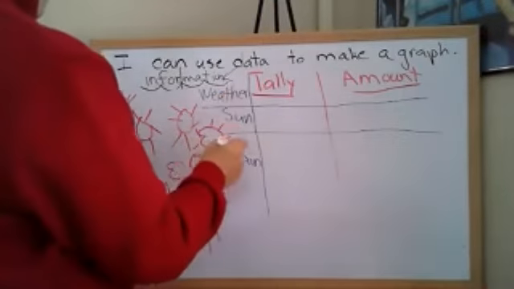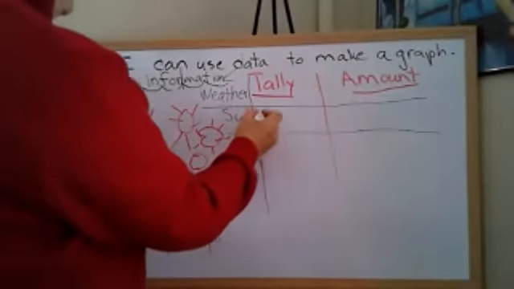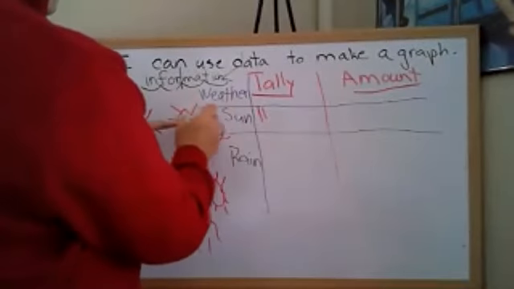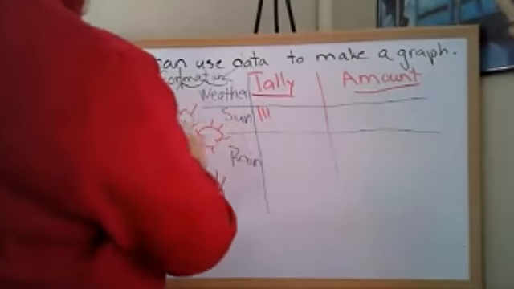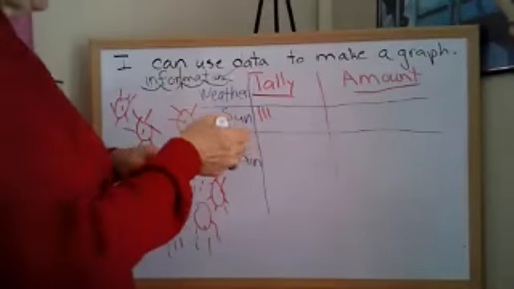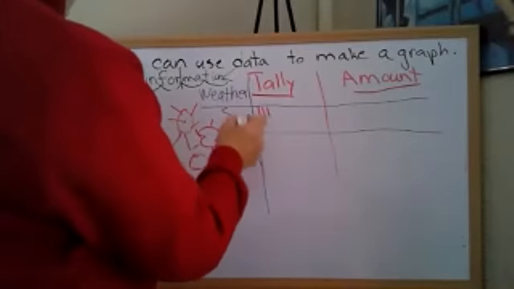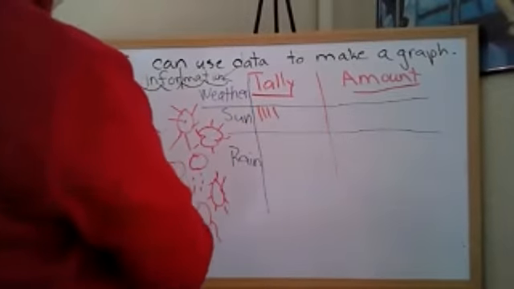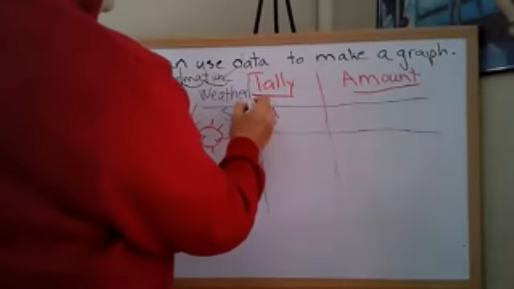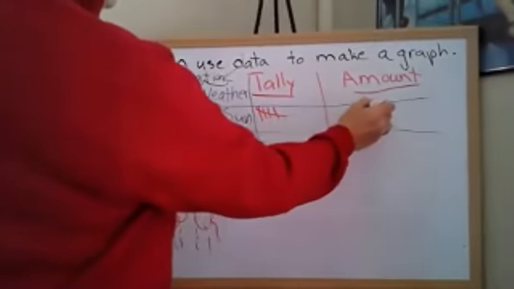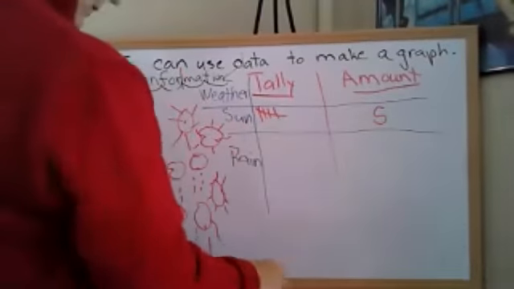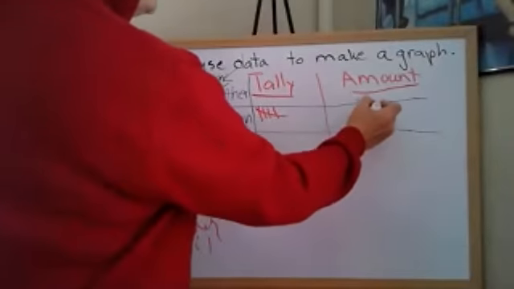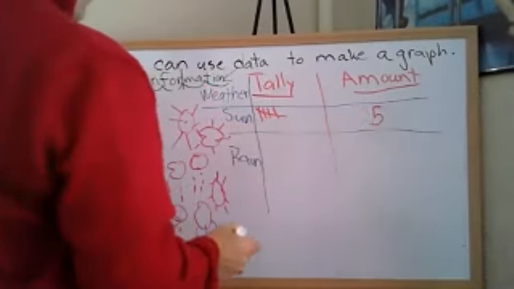Let's count our sun first. Put your finger on the sun. 1, 2, 3. I always dot them off to know I already counted them. 1, 2, 3. Find another one. 4, 5. I have 5. Oh, that looks like a letter S. Okay, so we've counted the sun.